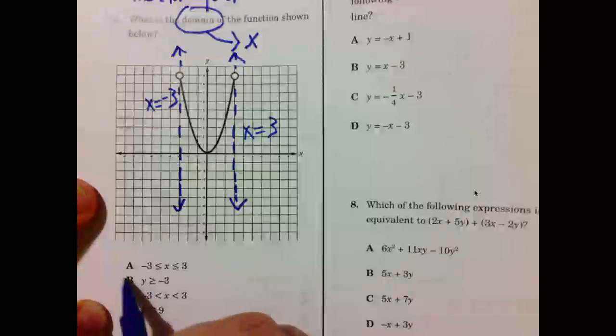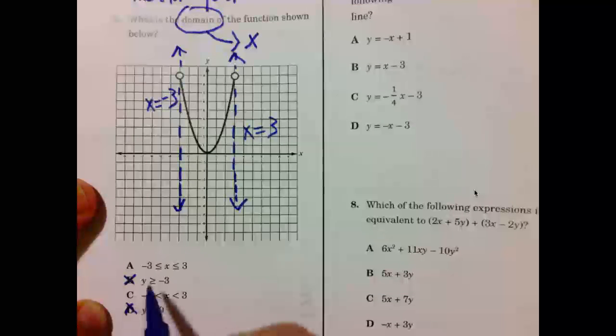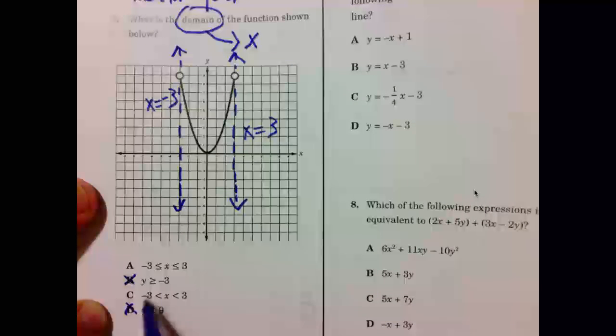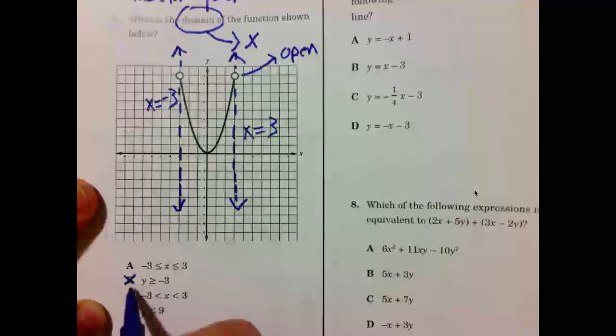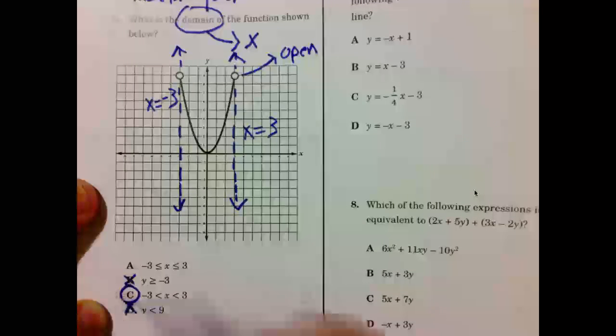So our domain in this case is from negative 3 to 3, but not equal to those endpoints. Clearly it's not y, we're talking about domain. So it's from negative 3 to 3, but the best answer in this case is the one without the equal to part because of our empty circle. We call this empty circle open. It's an open point. Number 6, the best answer is C.